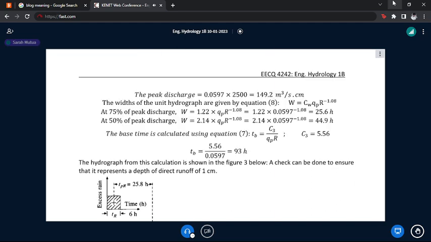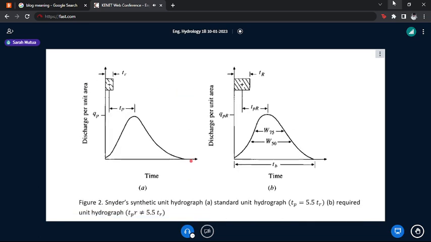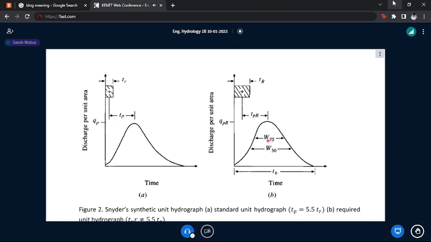And from that, we came to see relationships like time lag, basin lag, the width of the hydrograph at 75% level of the peak discharge, and at 50% of the peak discharge, and the base time of the hydrograph.